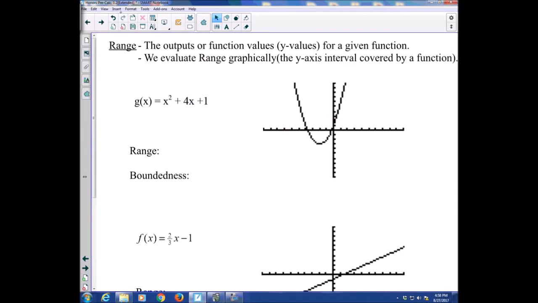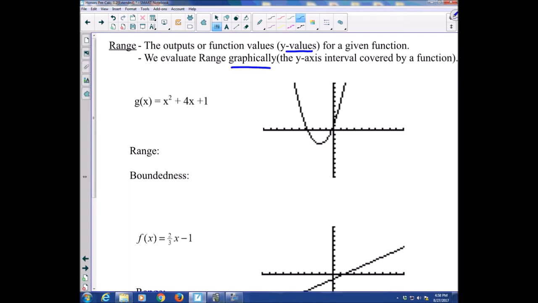All right, guys, so now we're going to talk about range. And in general, we're going to say that the range is the outputs, or the function values, for a given function. Now, we know that the function values are the y values of the function, or the y values in the ordered pairs of the function. And in general, when we talk about range, we're going to say that we want to identify a range graphically.